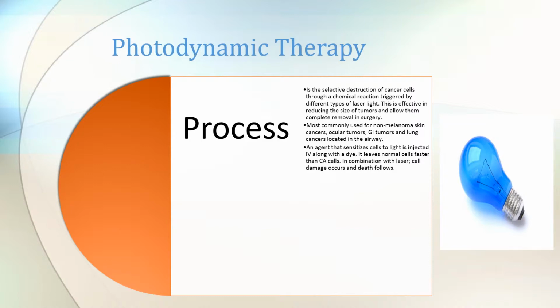An agent that sensitizes cells to light is injected through IV along with a dye. It leaves normal cells faster than cancer cells. In combination with the laser, the cell damage occurs and death follows.